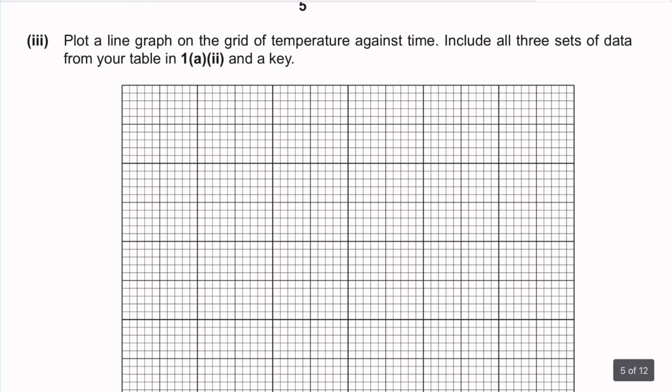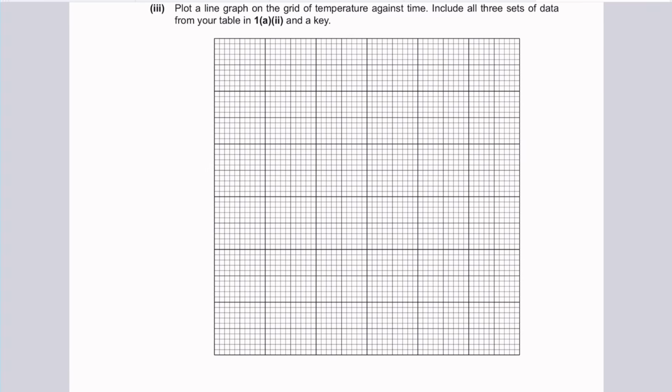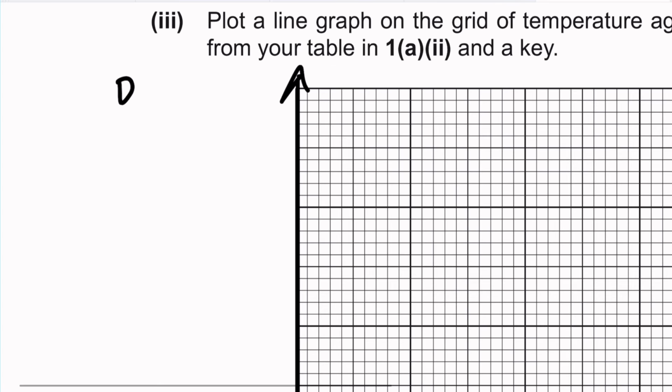Plot a line graph on the grid of temperature against time. Include all 3 sets of data from your table in A11 and a key. Okay, so first draw the axes, number 1 and number 2. Those are your axes. Remember to use the acronym DRY MIX.